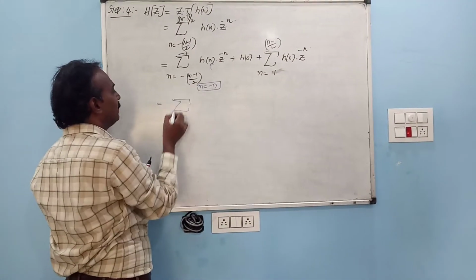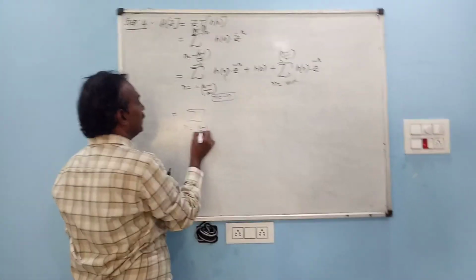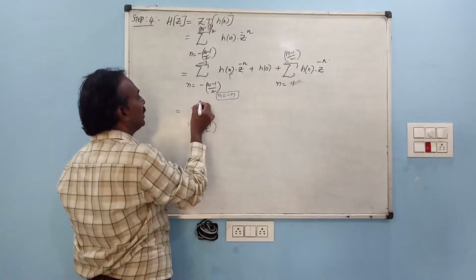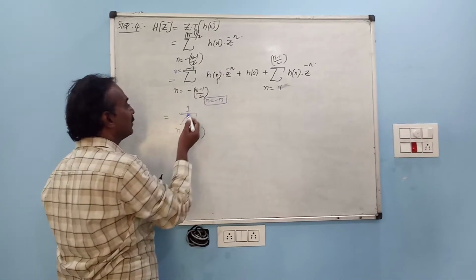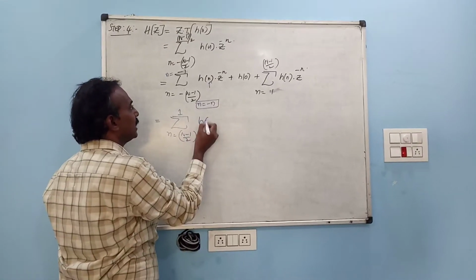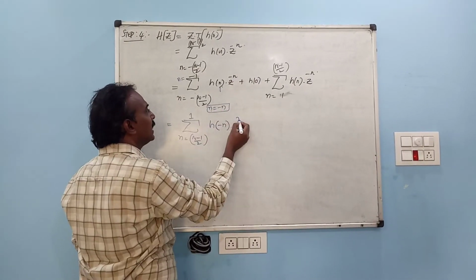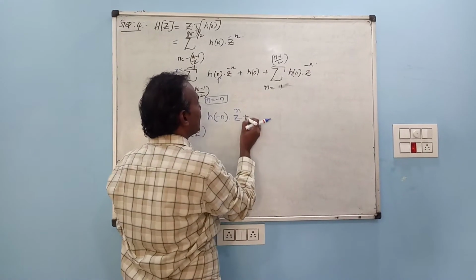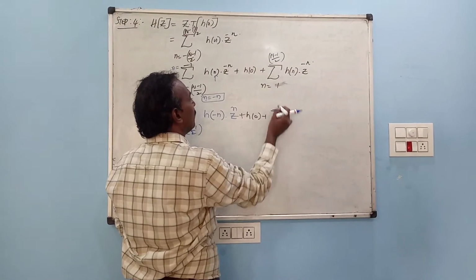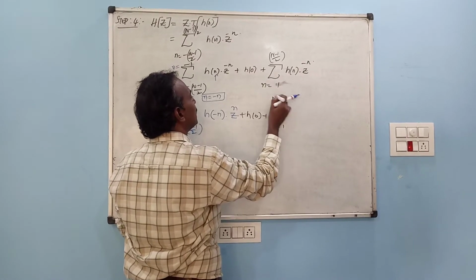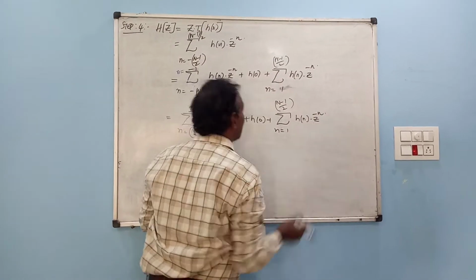Now n is negative, so when I take minus n, both limits become positive, so (N minus 1)/2. Here, minus 1 also: since n is equal to minus 1, when I substitute minus n it is equal to minus 1, which means n is equal to 1. So this is h of minus n, z power, when n is minus n it becomes n, right? So plus h of 0 plus summation, n from 1 to (N minus 1)/2, h of n into z power minus n.